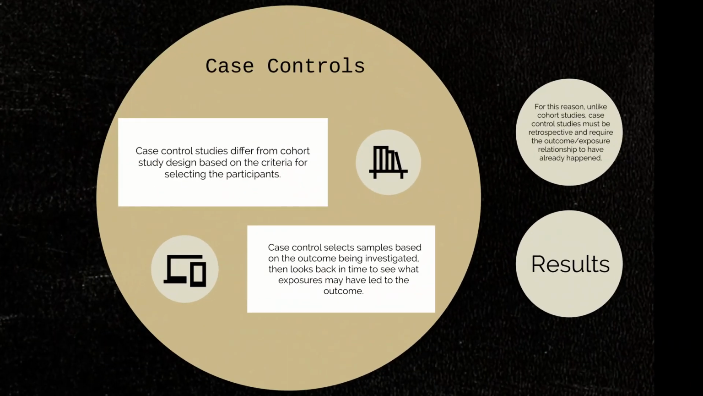For case control, a case control selects samples based on the outcome being investigated and then looks back in time to see what exposures may have led to that outcome. For this reason, unlike a cohort study, case controls must be retrospective and require the outcome exposure relationship to have already happened, otherwise the outcome would not be present to select for.